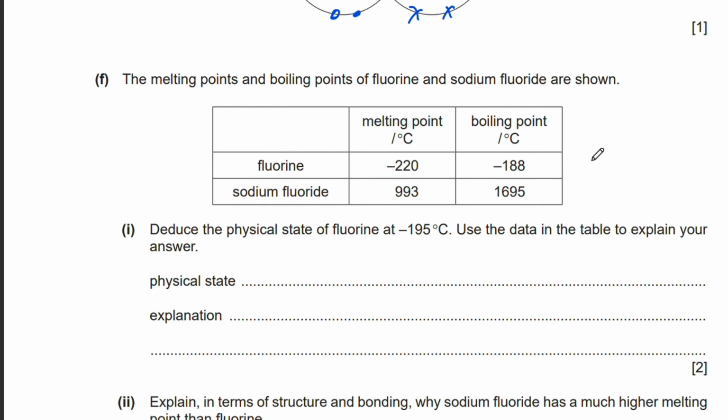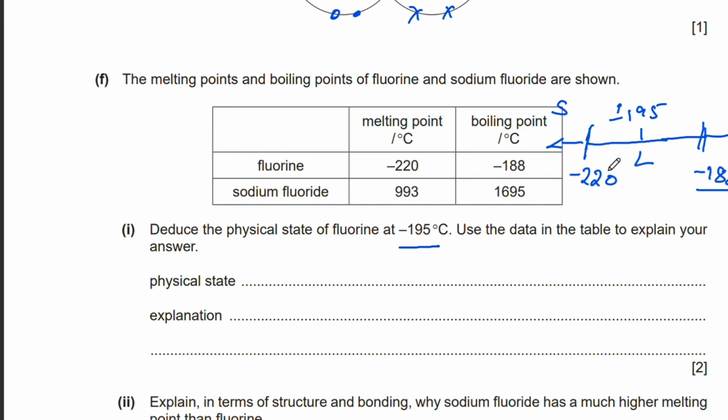Now again I am making this number line. This is minus 220 and this will be minus 188. The temperature they have given is minus 195, which is in between these two. Over here it exists in the form of gas, this side is in the form of solid, and between these two it will be in the form of liquid. So the physical state is liquid.